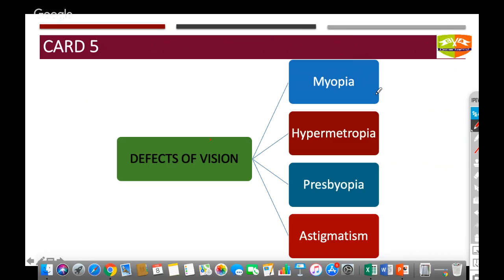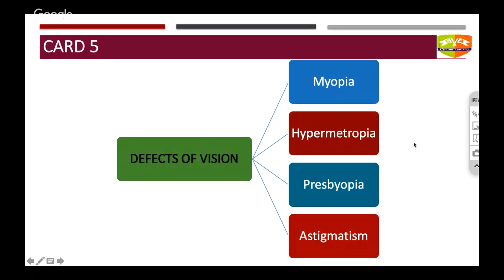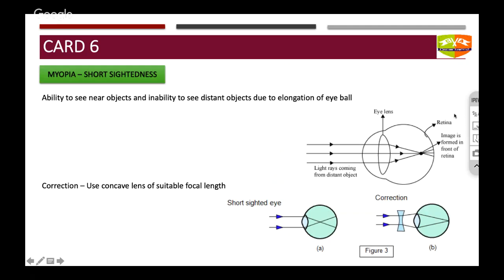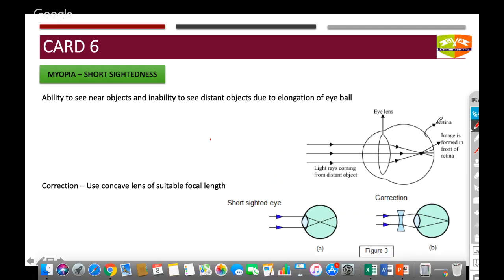Astigmatism is due to cornea not being spherical. It is also called cylindrical lens, cylindrical cell problem, and we use cylindrical lenses for that. So I will discuss these defects one by one. The first one which I have taken over here is myopia. So myopia is short-sightedness.